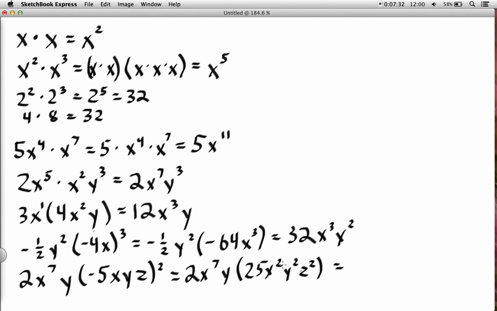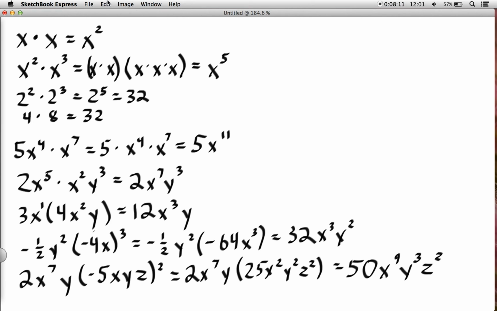Now remember, don't let the parentheses confuse you. It doesn't really mean anything. It just helps you separate things from each other. But again, each term is just being multiplied. So we look at the constants. 25 times 2 is 50. X to the 7th times x to the 2nd is x to the 9th. Y to the 1st times y to the 2nd is y to the 3rd. And then there's no other z terms besides the z squared. There we go. So that is multiplying terms of the same base when they have exponents.